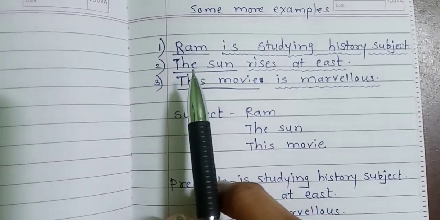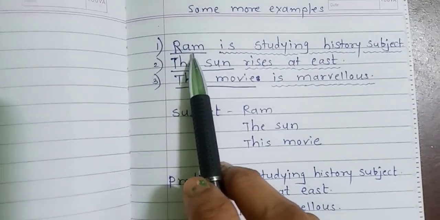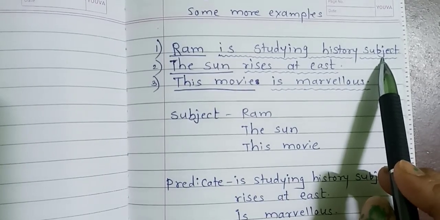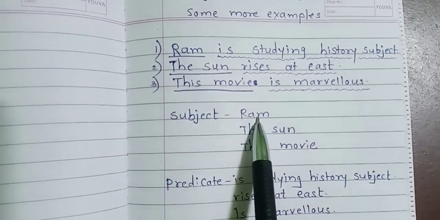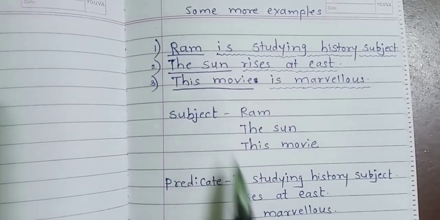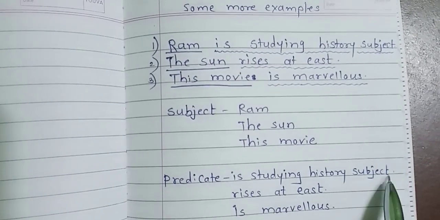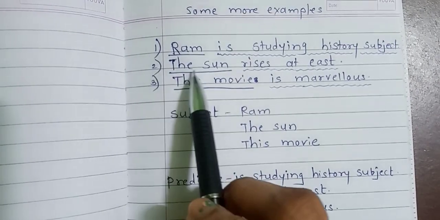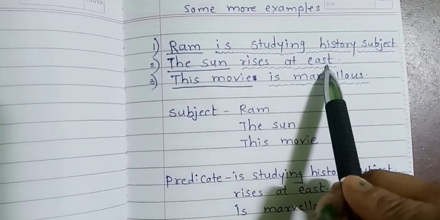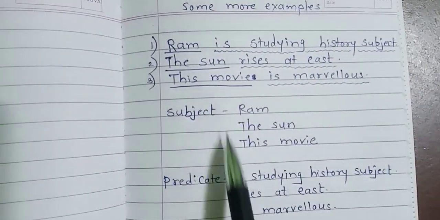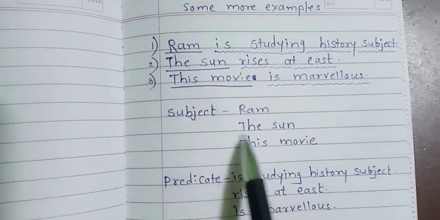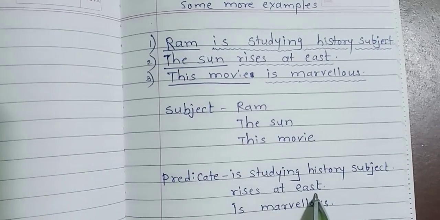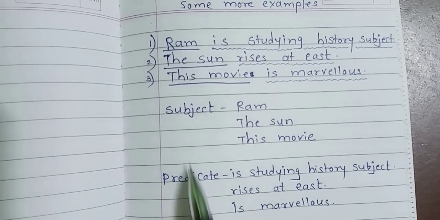So here let us see the first sentence. Ram is studying history subject. So here Ram is the subject and is studying history subject will be our predicate. Second sentence, the sun rises in the east. Here the subject will be the sun and rises in the east will be our predicate.